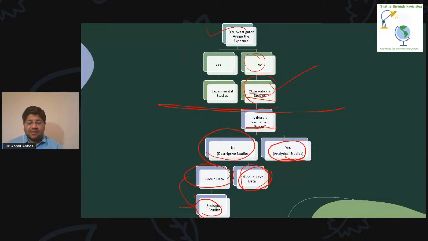And within the descriptive studies, we are going to ask ourselves whether the unit of analysis is individual data or group data. If the unit of analysis is a group, for example, cities, countries, hospitals, schools, then it is an ecological study. And don't worry, we will be explaining these concepts with examples when we are talking about specific study designs, like case control study, cohort study, randomized control trial, and where each one of them fits into this classification. We will revisit this classification again and explain it further, inshallah.